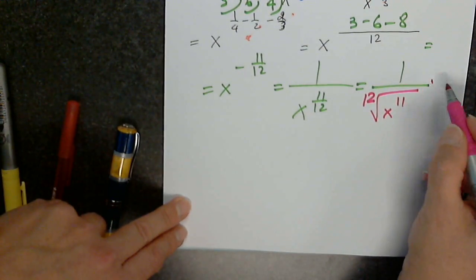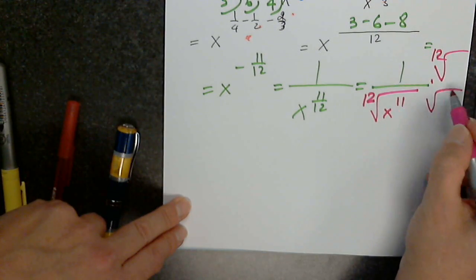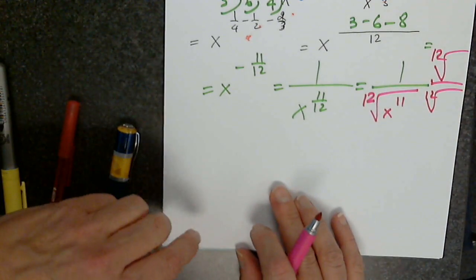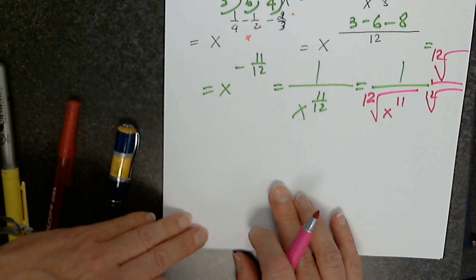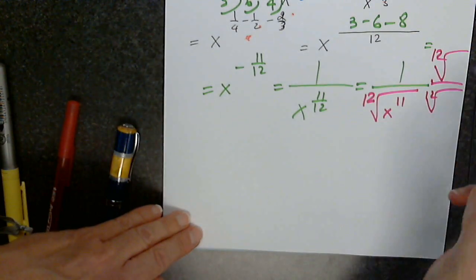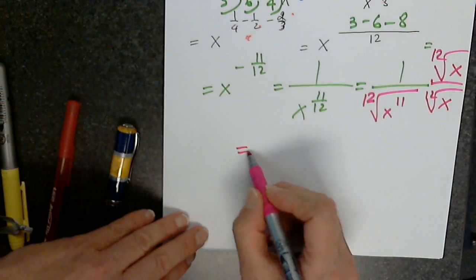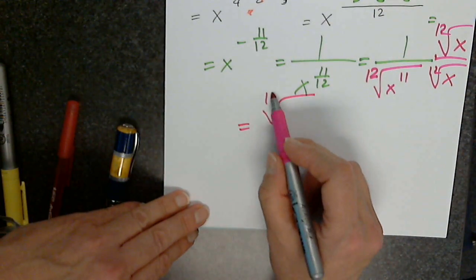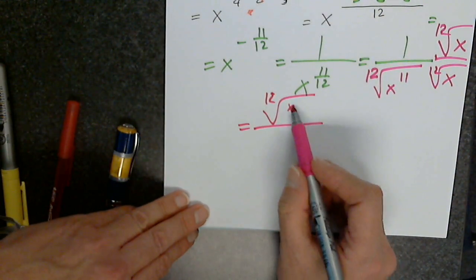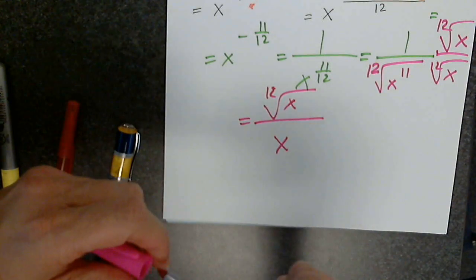Good. And now I need to rationalize. By what? It has to be the same index. By the 12th root of x. And the final simplified form will be the 12th root of x over? x. Indeed. Yes, Morgan, go ahead.